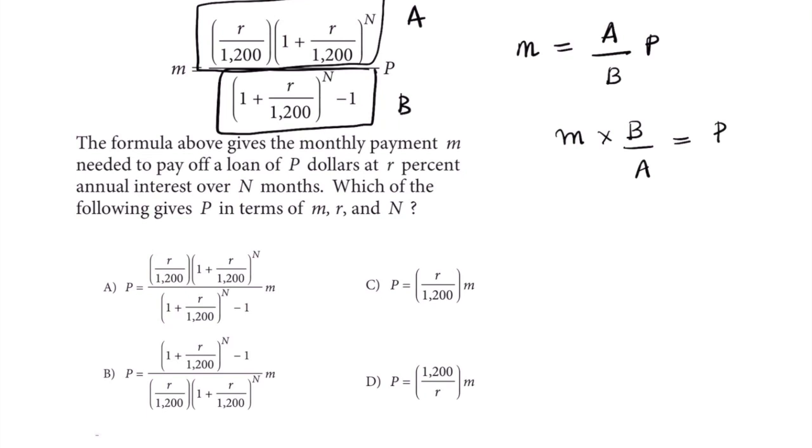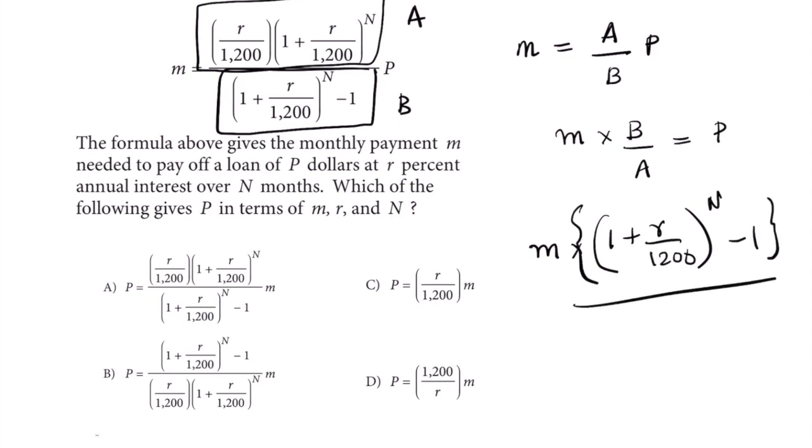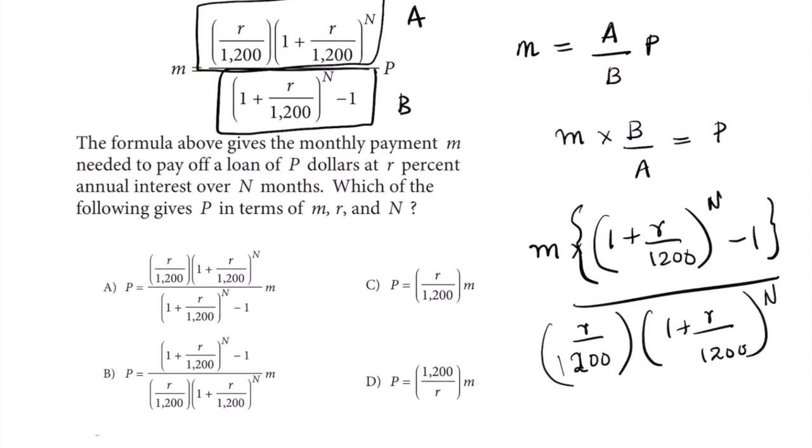Now I'm going to write what B and A are. So that is M times, what is B? B is nothing but 1 plus R by 1200 whole raised to N minus 1, divided by, what is A? R by 1200 into 1 plus R by 1200 whole raised to N. So this is going to be my P. P equals B by A into M.